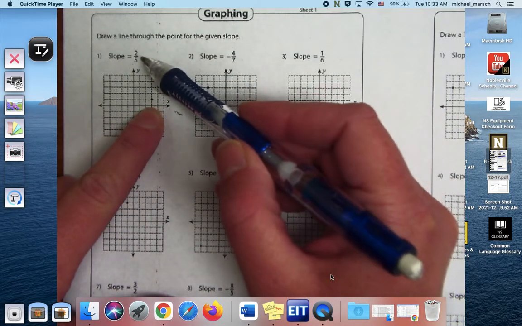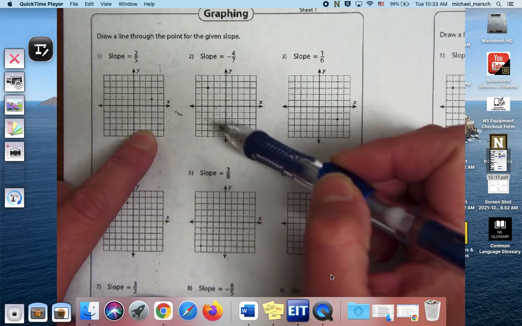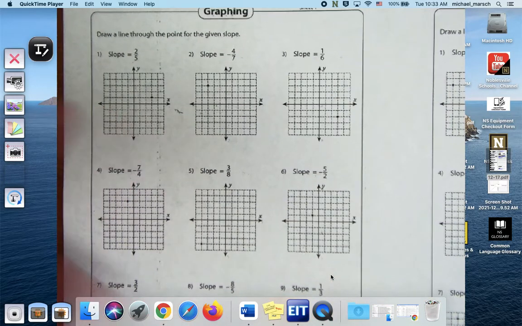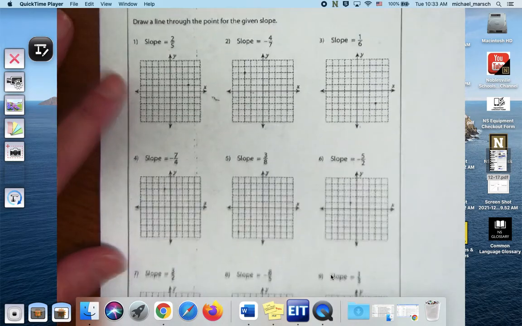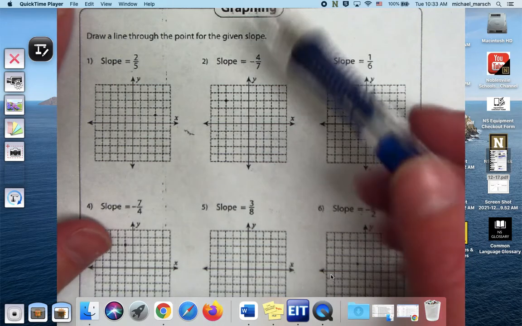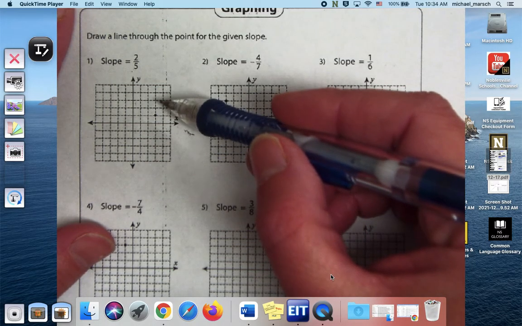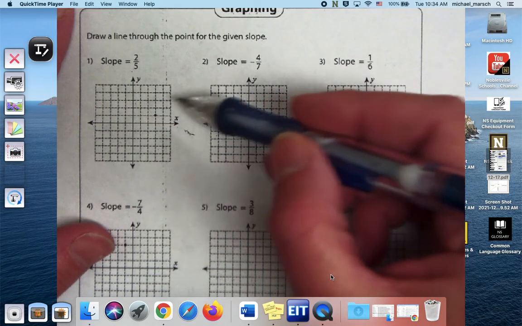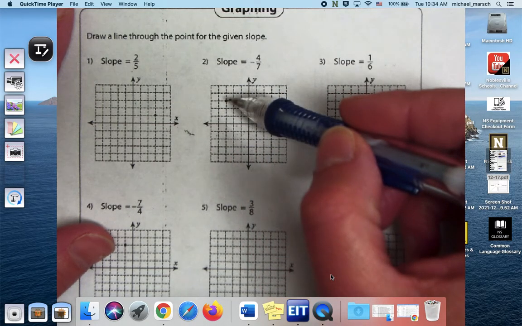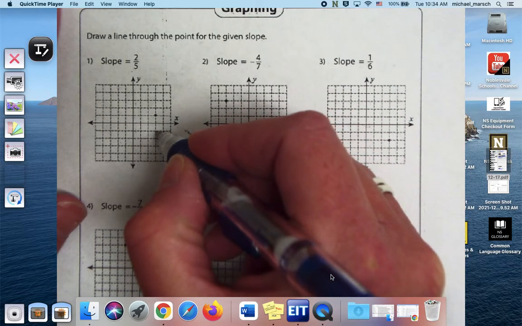Okay, so what we're doing here is they gave us a point, and we're going to use the slope to make another point, and then we would connect those to make a line. Number one is actually kind of tricky, but I'm glad because it forces you to do something a little bit different. If I was going to do 2/5, I would go up 2 and over 5. Can I go over 5 on this graph? No, so I'm going to do the opposite. I'm going to go down 2 and back 5.